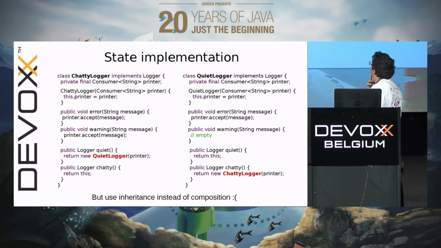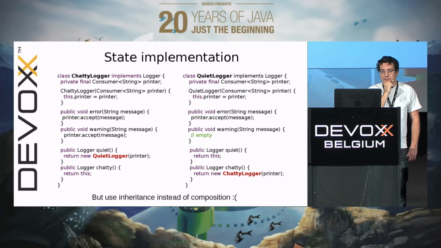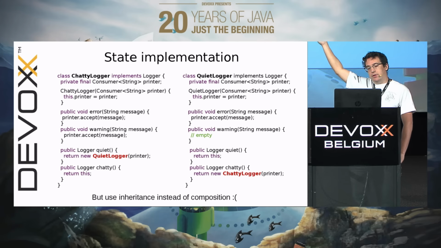in the Gang of Four book way. You have two classes, one which is the chatty logger, one which is the quiet logger. They all take a consumer as parameter. You can see the difference in warning of the quiet logger, you just do nothing. And if you call quiet, you will create a new quiet logger. If you call chatty, you will create a new chatty logger. And if you call quiet on the quiet logger, it just returns this. Exactly the same thing for the chatty logger.